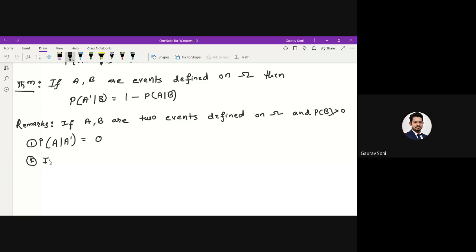If A, B are mutually exclusive, then probability of A given B is 0.